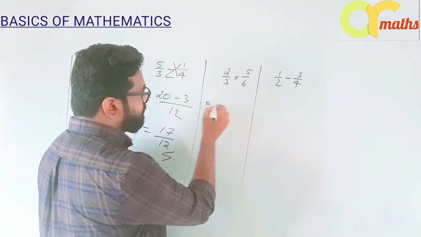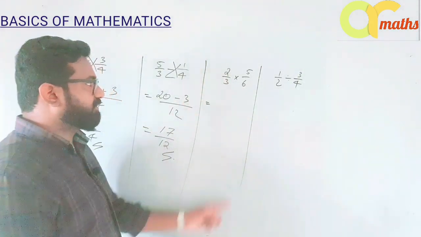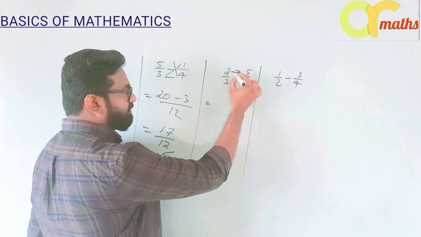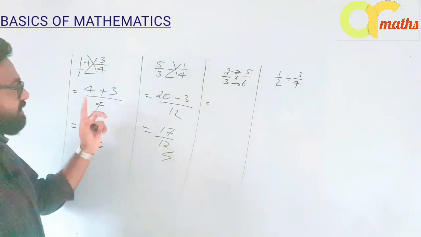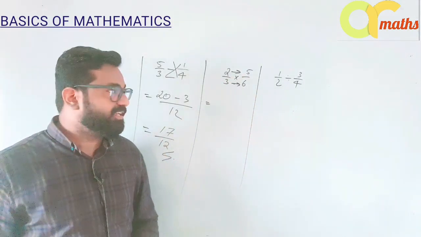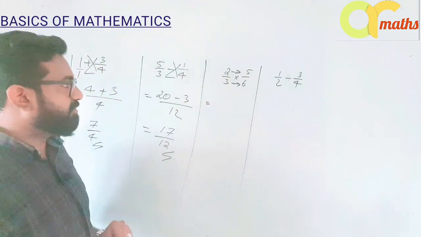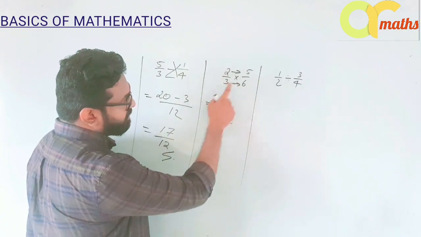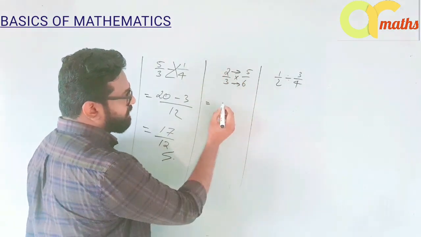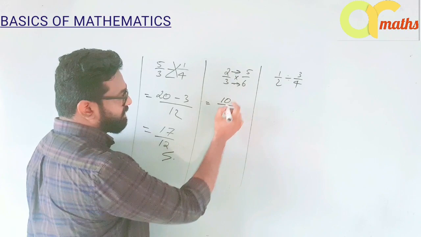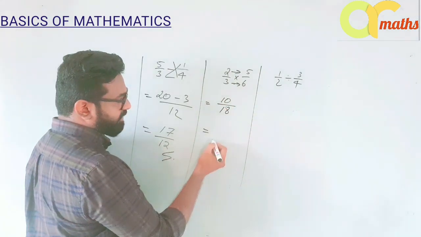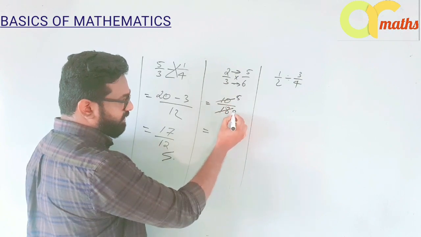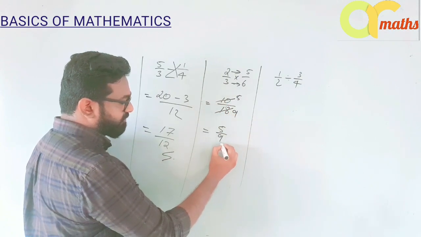Ready? Next, how to multiply two numbers. Here it is direct multiplication. In the case of addition and subtraction, it is cross multiplication. In the case of multiplication, it is direct multiplication. How to multiply 2 by 3 into 5 by 6? 2 into 5 is 10, divided by 3 into 6, which is 18. You can cancel 2 in 10 and 18, that is 5 divided by 9, that is 5 by 9.